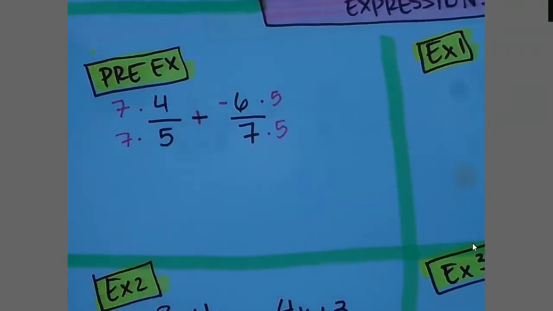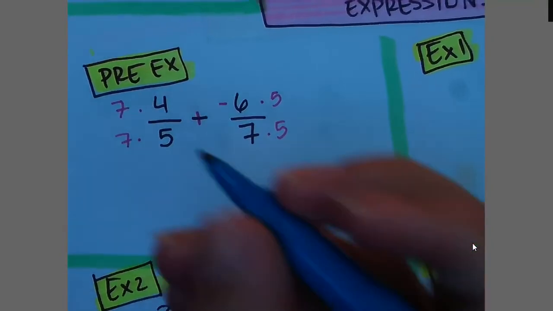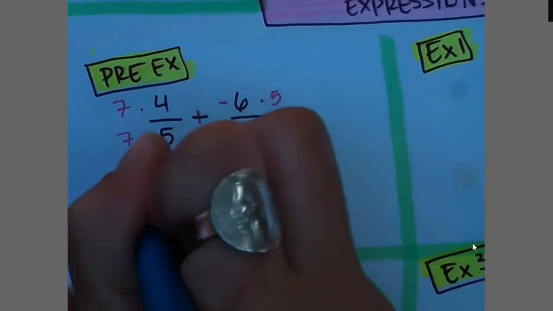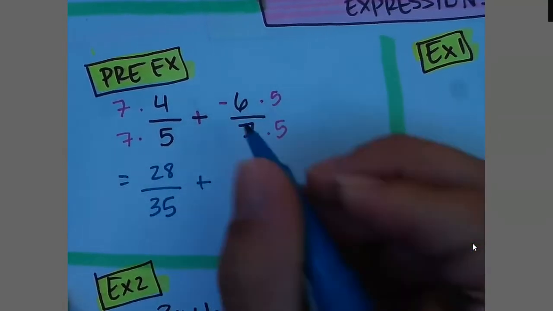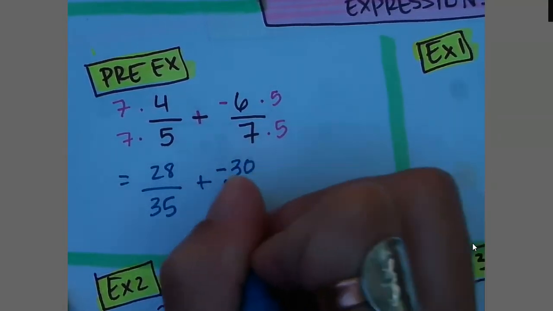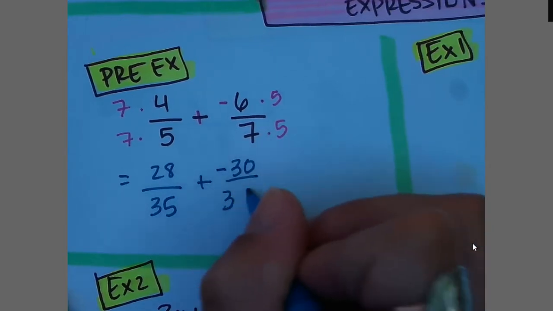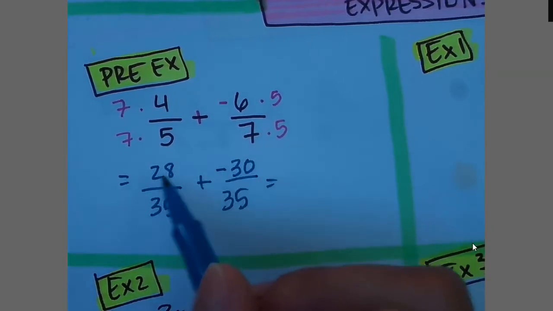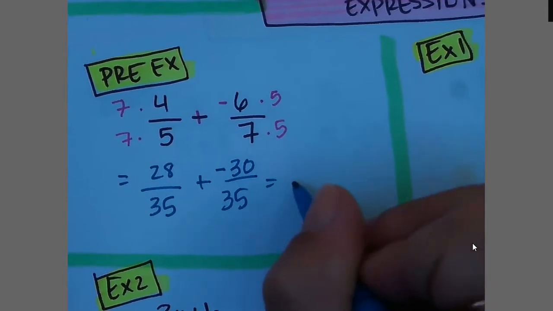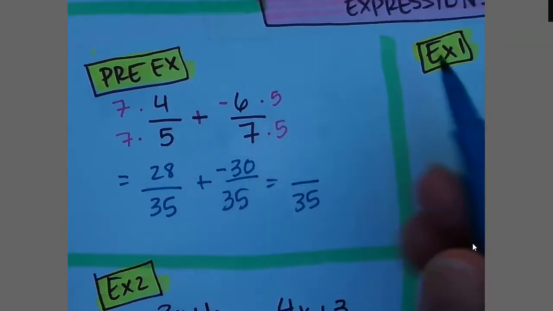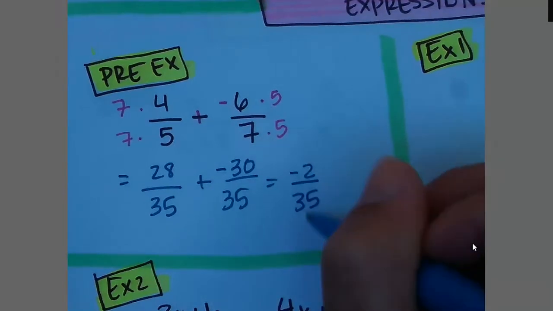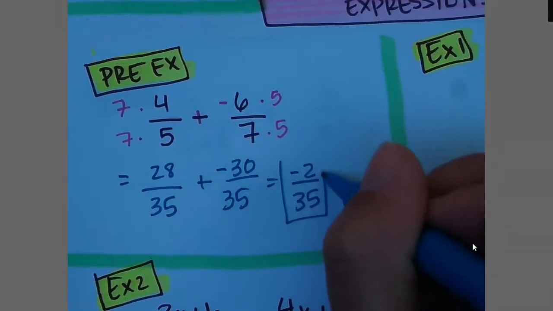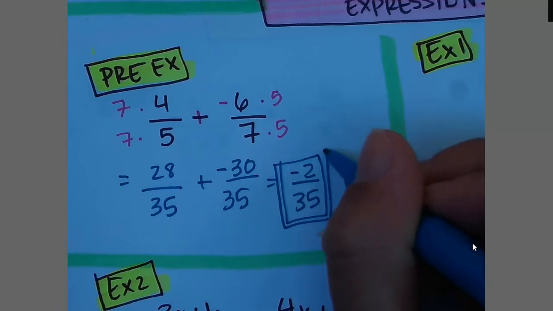Okay, 7 times 4 is going to be 28. 7 times 5 is 35. Negative 6 times 5 is negative 30. And 7 times 5 is 35. Now we're just going to add across the top and leave our common denominator. 28 plus negative 30 is going to be negative 2. And since this does not reduce or simplify, this is our final answer.